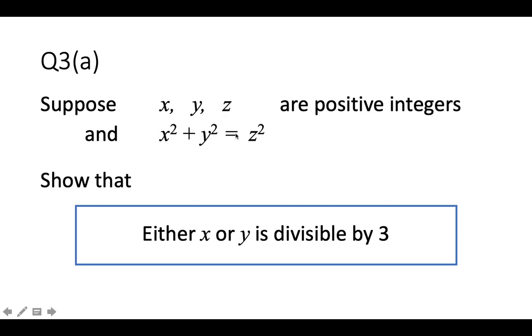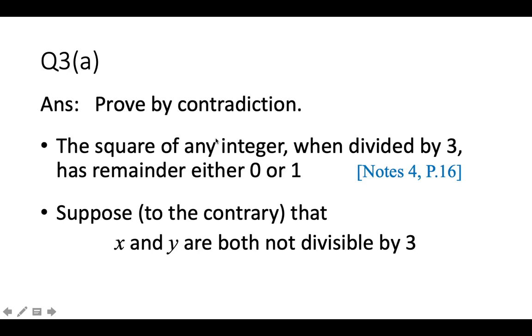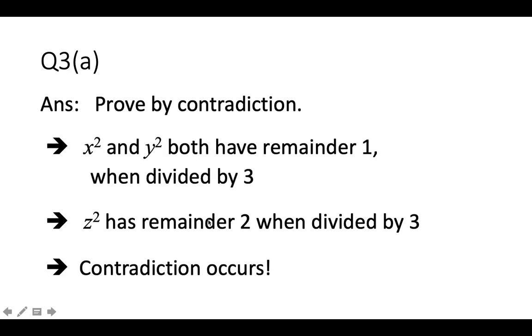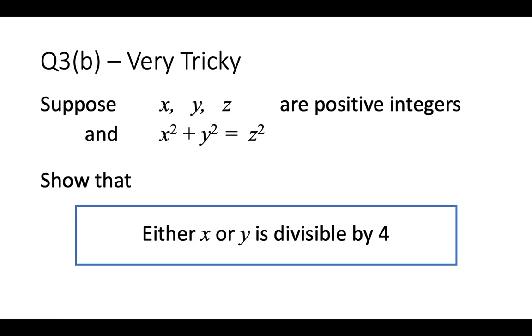So what does that mean? It means that z squared will have remainder 1 plus 1 when divided by 3. So z squared will have remainder 2 when divided by 3. And now we have a contradiction. Why? Because a square number cannot have remainder 2 when divided by 3. So a contradiction occurs.